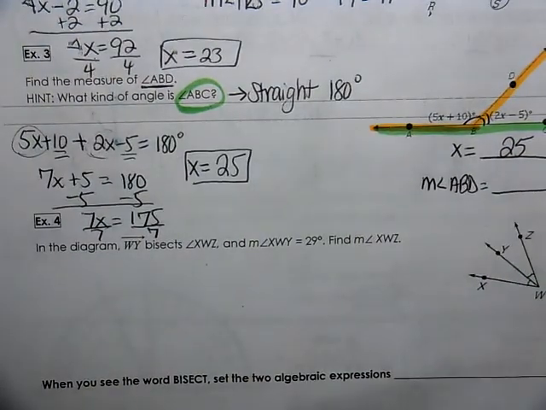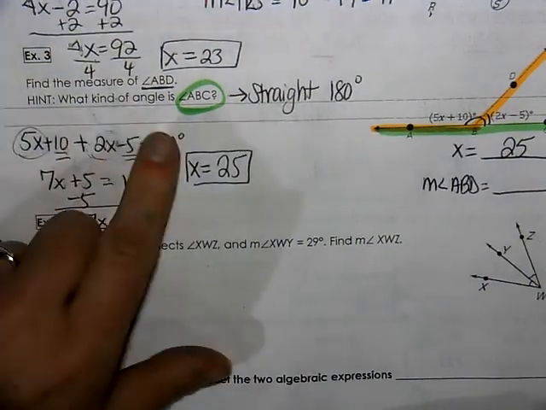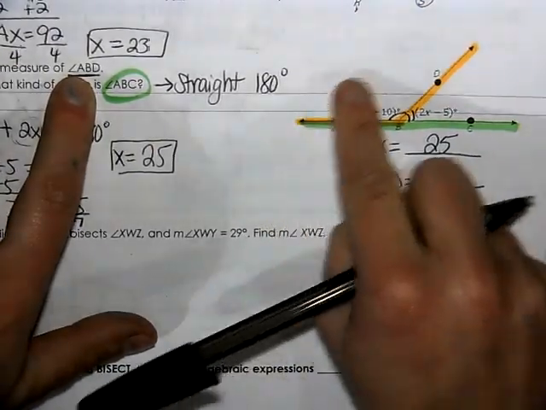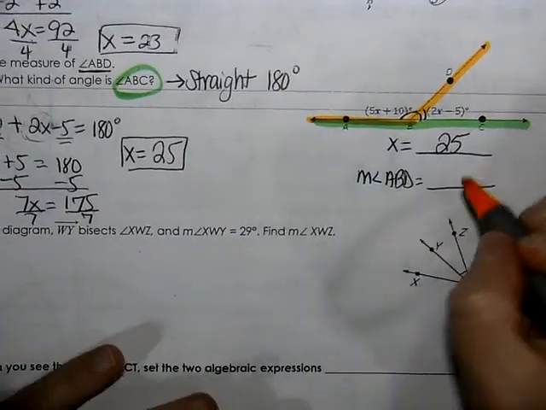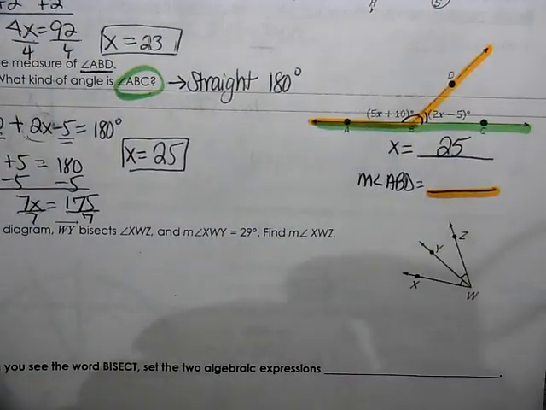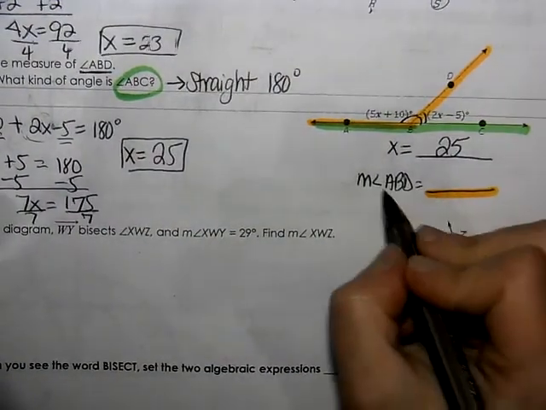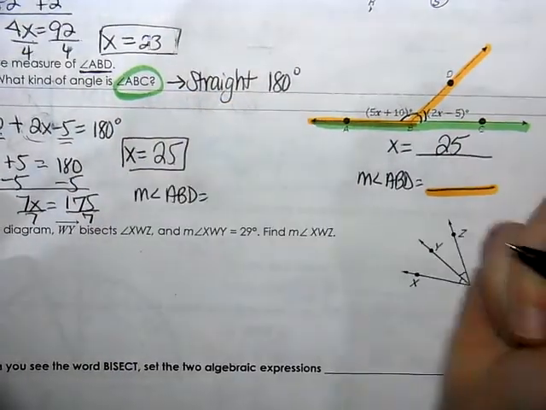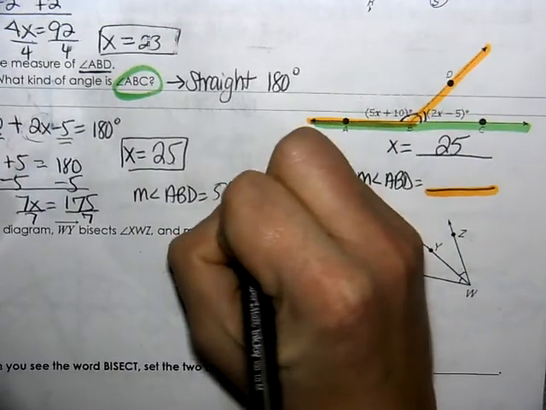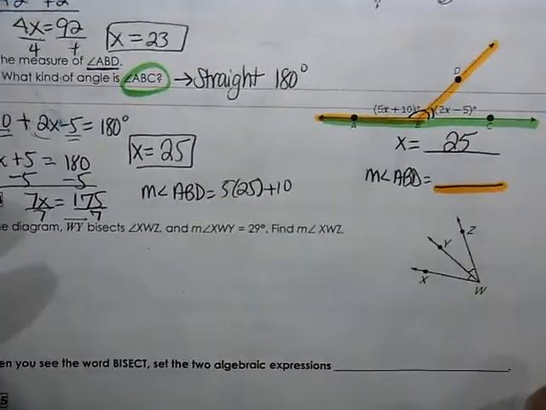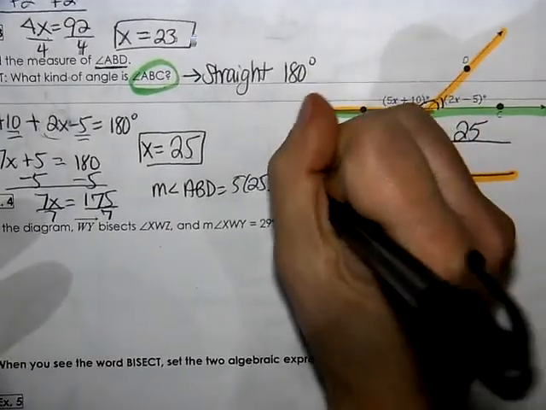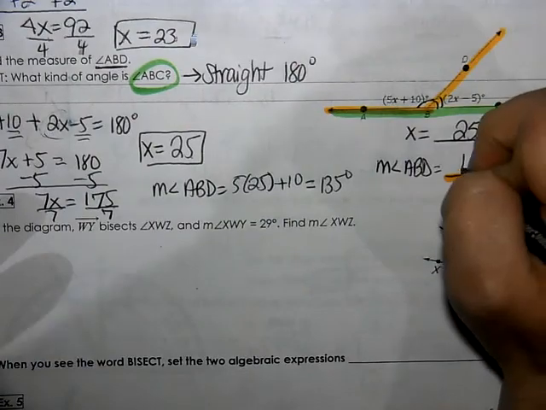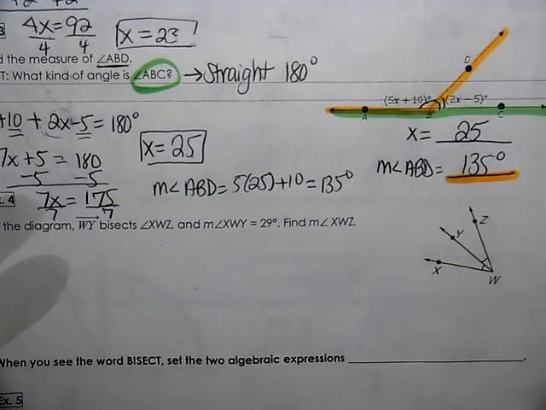Now, that is a great answer, but it doesn't answer the question. So the question is asking you to find the measure of angle ABD. So we're just interested in the orange angle. That's it. So I am going to substitute 25 into the measure of angle ABD, which is 5 times 25 plus 10. So 5 times 25 is 100. 100 plus 35 is 135. So our answer is 135 degrees.